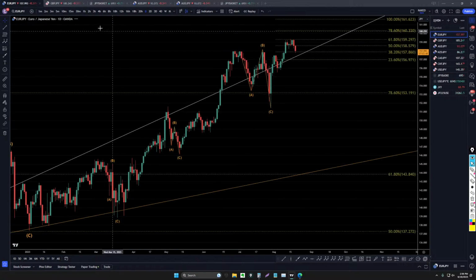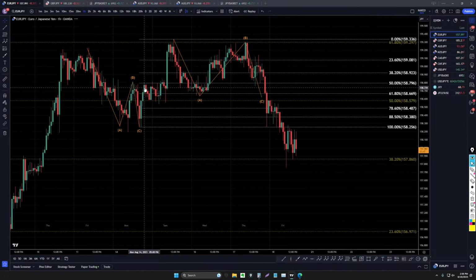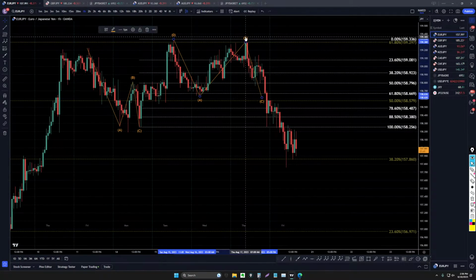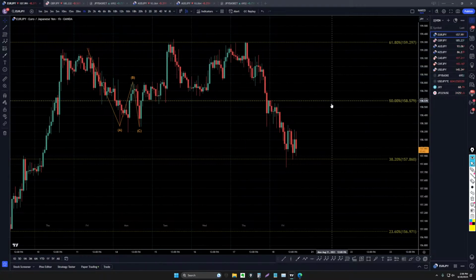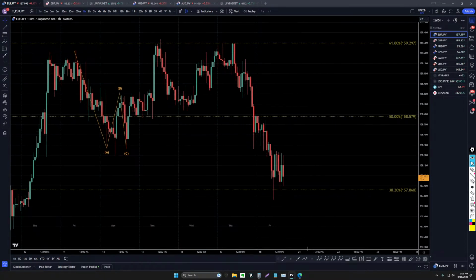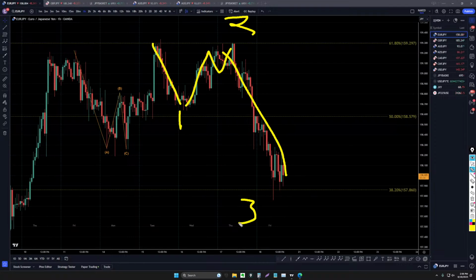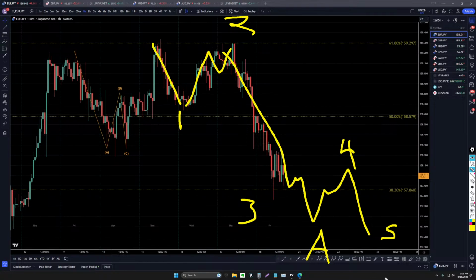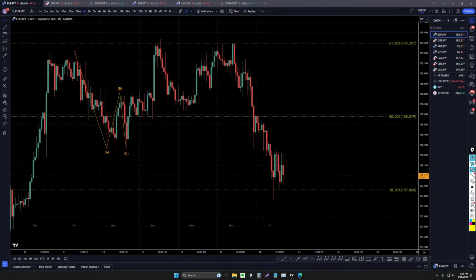So now we keep that information in mind and go down to the shorter time frames. So obviously this isn't an ABC. Obviously it's in 1, 2, 3. For sure, this is a 1, 2, 3. And until we get a break of structure up, the 3's not even over. I mean, it could keep going down. Eventually it's going to make a 4 and a 5. And this is probably all part of a big wave A. So we're probably still in a wave A on the yen.